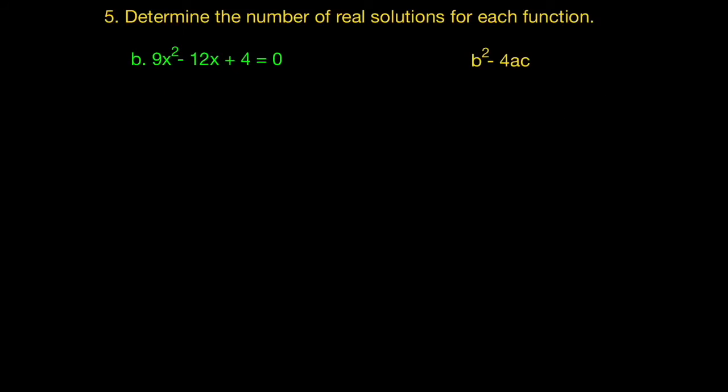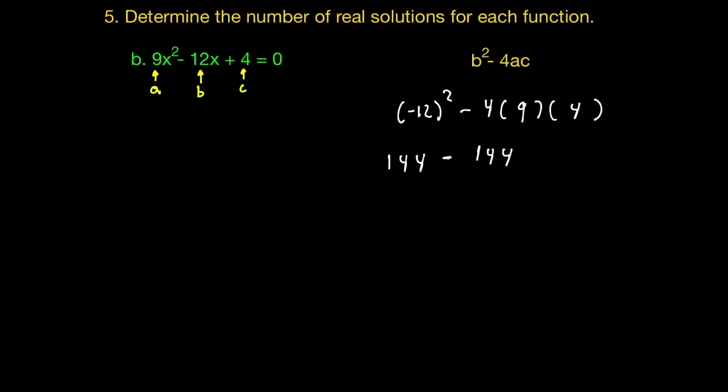Moving on to part B, we're going to do the same thing. This time b is going to be negative 12, so we're going to calculate negative 12 squared. We're going to subtract 4 multiplied by a multiplied by c. A is 9, c is 4. Negative 12 to the second power, we're going to get 144. And then we're going to get minus 4 times 9 is 36, and then 36 times 4, we're going to get 144. And 144 minus 144 is going to be 0. So here we're going to get 1 real solution.